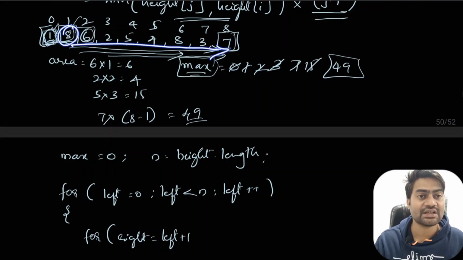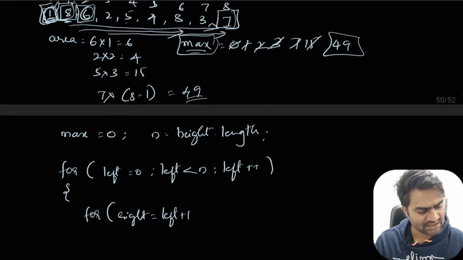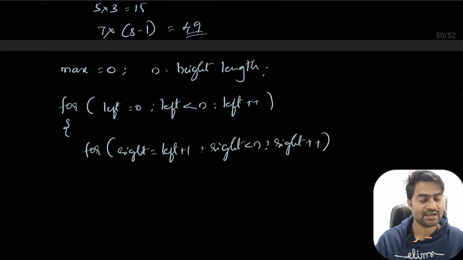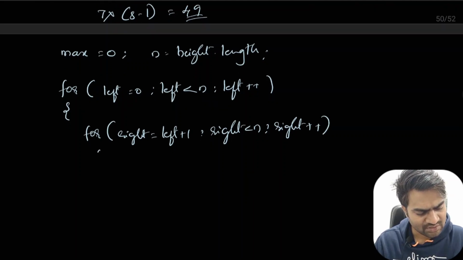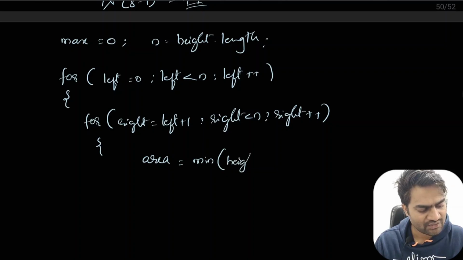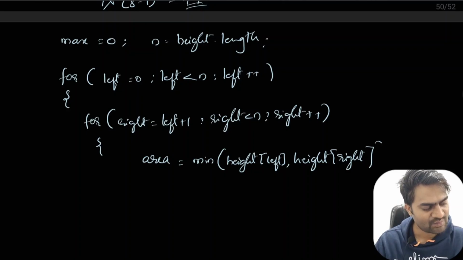And then I proceeded further. So for that reason, I will say right equal to left plus 1, right less than n, then right plus plus. Okay, so now what I will do, I will take a variable area, then I will say min of height of left comma height of right. Okay, this will give us the minimum value.